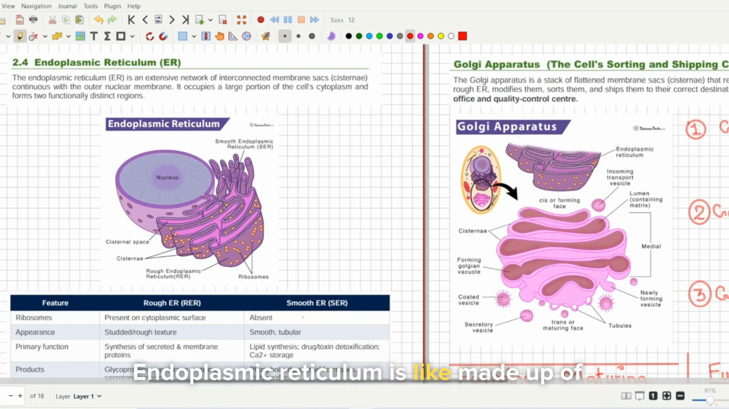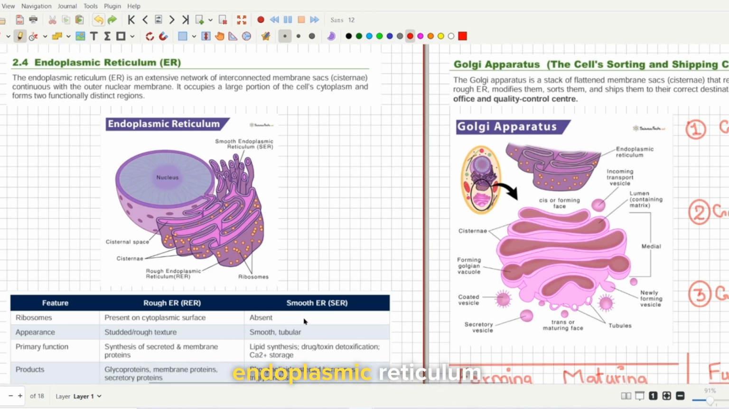Endoplasmic reticulum is made up of small elongated closed sacs, and those sacs are called cisternae. Cisternae combine together to form an extensive network or system of membranes, and it is called the endoplasmic reticulum. It is connected with the outer nuclear membrane, and it is one of the largest organelles, occupying most of the cytoplasm. It contains two regions. The first is SER, the smooth endoplasmic reticulum. The other is RER, the rough endoplasmic reticulum.